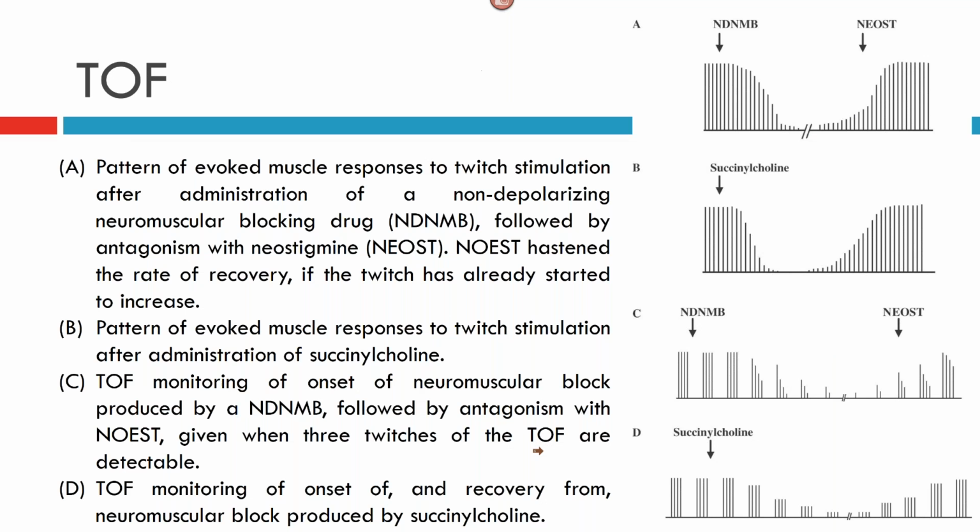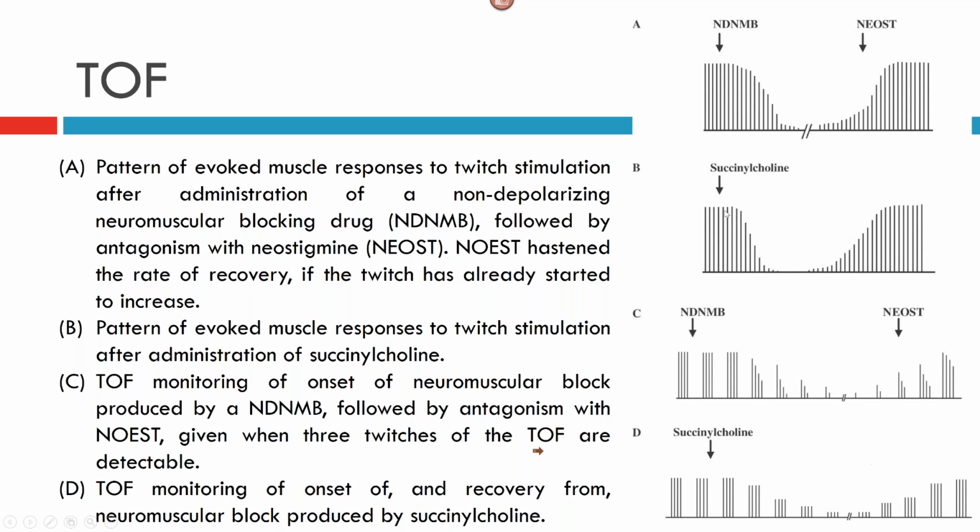So for the pattern of the train of 4, I have this picture just to show everyone the difference between depolarizing and non-depolarizing. In the first picture, you can see a non-depolarizing neuromuscular blocker was given, and you can see the fade, and it lasts for a very long time. Then neostigmine, which is a reversal agent, was given, and it causes reversal and full amplitude.